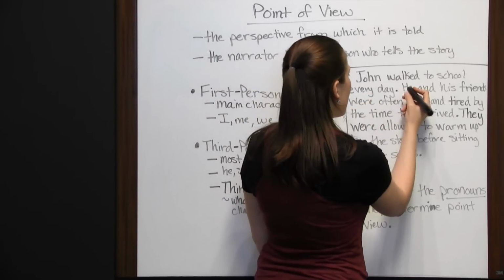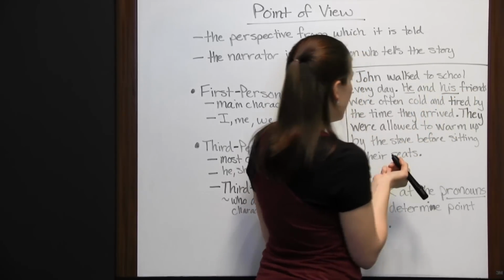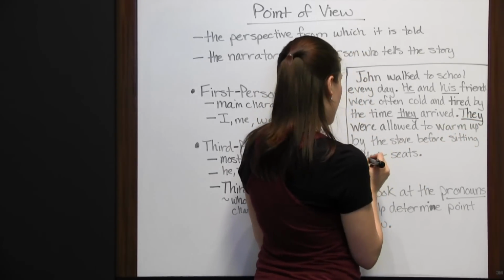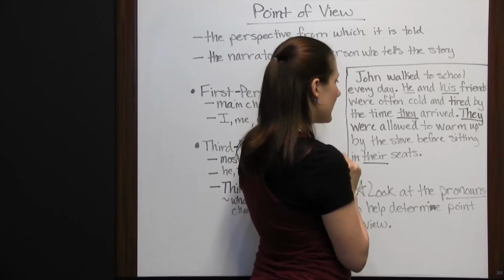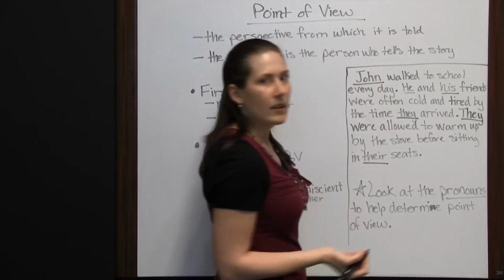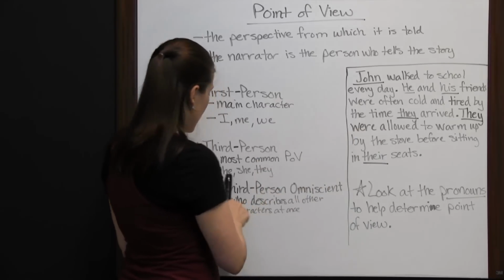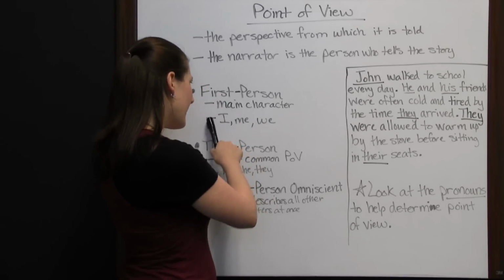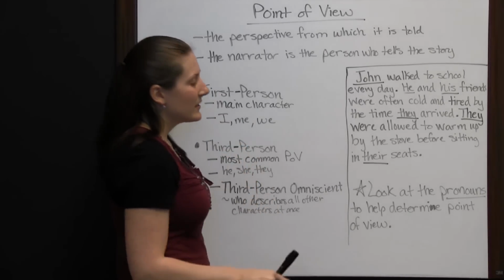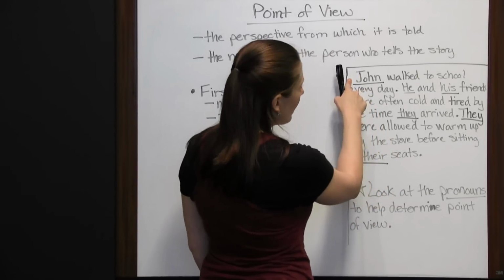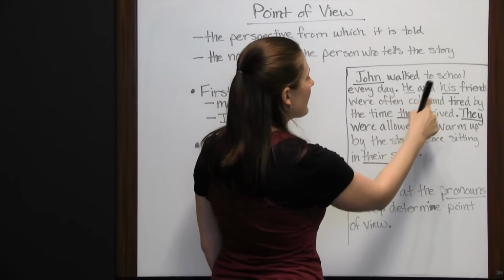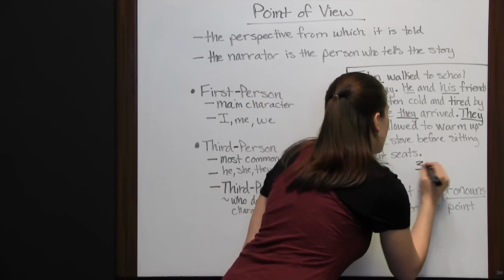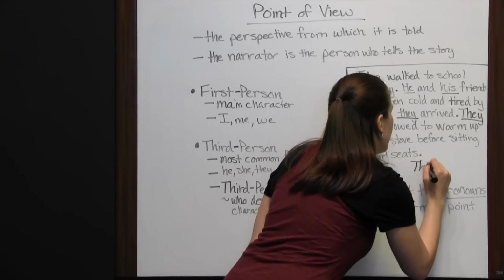So looking through this, we have he and his friends. By the time they arrived, they were allowed to warm up by the stove before sitting in their seats. And it started with John. So the narrator is using he and they and someone's name. Now, first person could use someone's name, and that's why it's important to look at the pronouns. But the narrator starts talking about John, and then he uses all of these third person pronouns. The narrator is a third person narrator here. Oh, let's write it out. Third person.